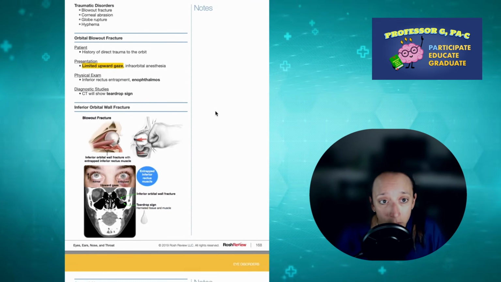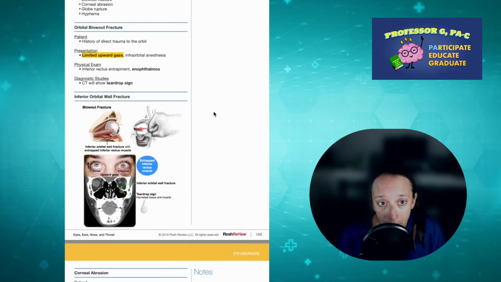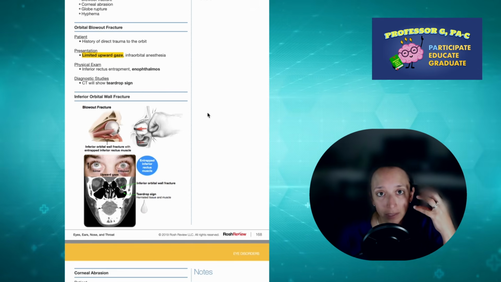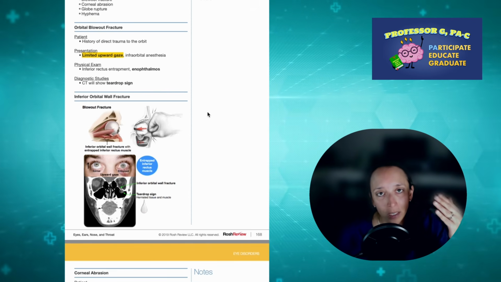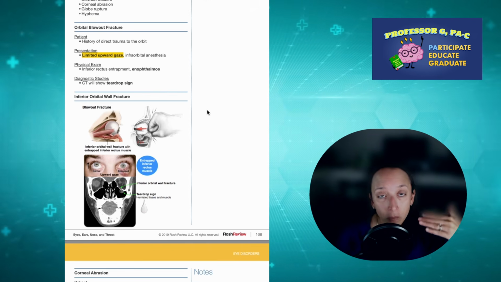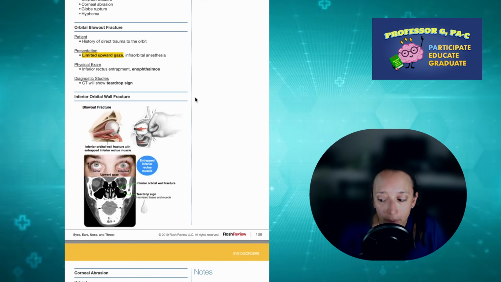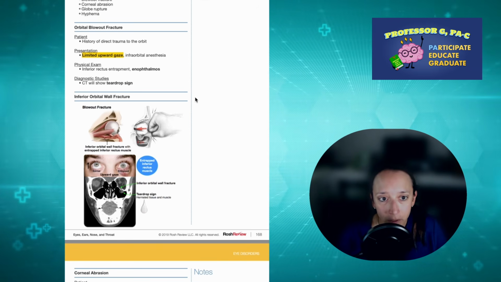All right, traumatic disorders. So, blowout fracture of the orbit. We know that the bony orbit around the outside is pretty strong, but the orbit itself is actually pretty thin bone. And the weakest part is the inferior wall, which overlies the maxillary sinus. We'll have a history of direct trauma, like a ball to the face, a punch to the face.